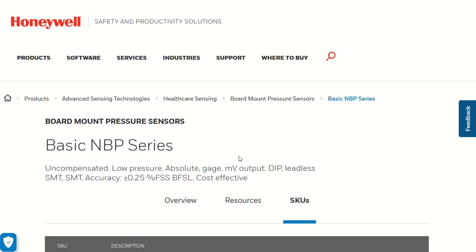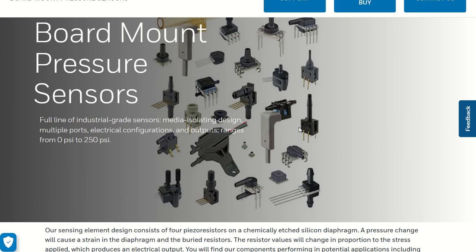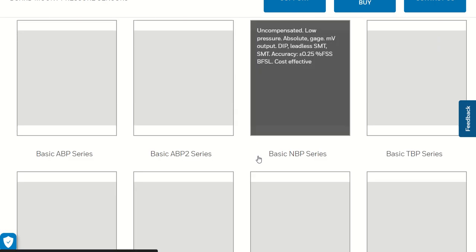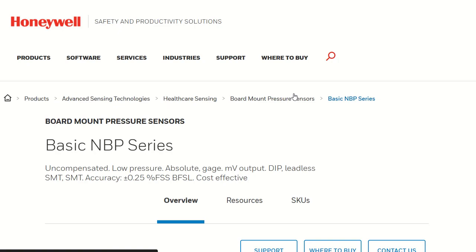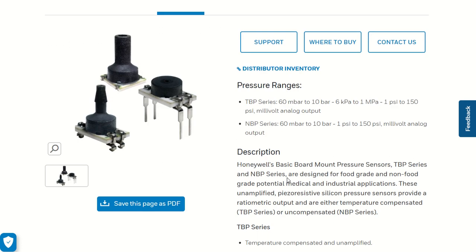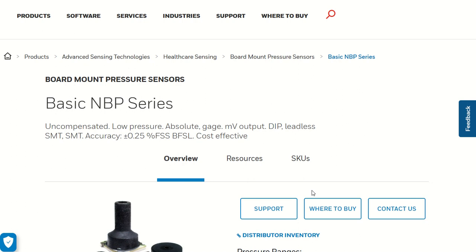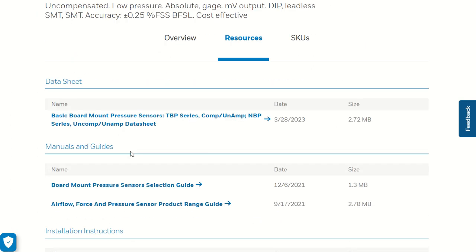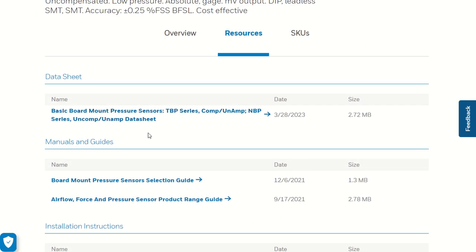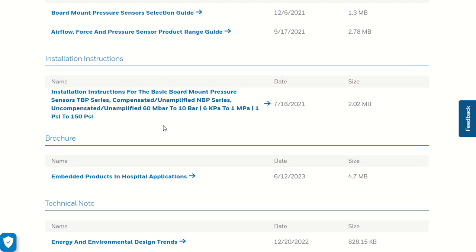So same manner you have to identify board mount pressure sensors, and from there you have to come into the NBP series. If I take you there, like basic board mount pressure sensors, you have to come to this page. You have around 17 products, and from there you have to click on the NBP series. Okay, so once we come here, you have the overview, like what are the pressure ranges, what are the different descriptions of this particular pressure sensors. Okay, and same manner if you want to go ahead with resources, you have the data sheet available here, as I will be talking about in this particular session, and you have some selection guides as well, and you have installation instructions as well. Okay.